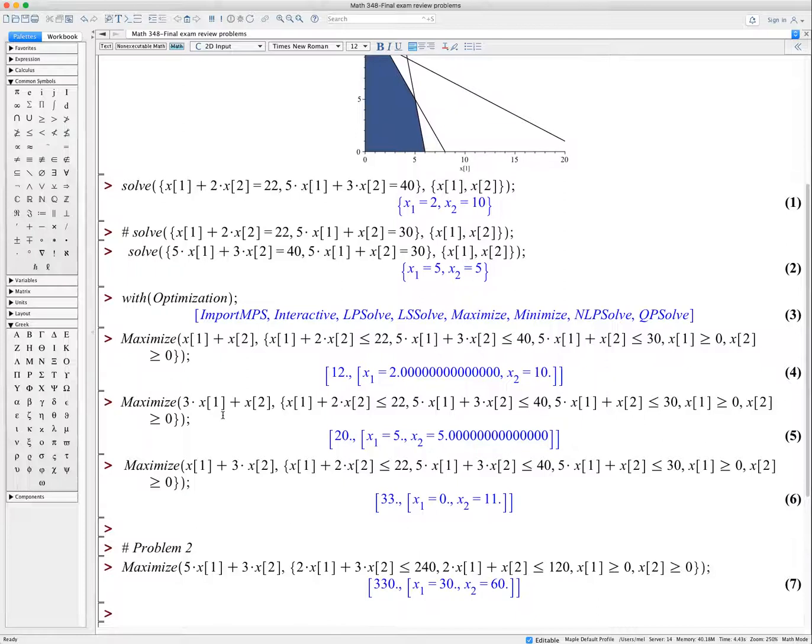For the function 3x1 plus x2, I get the corner point (5, 5) and the maximum value 20. And for the objective function x1 plus 3x2, I get (0, 11) and the maximum value 33. Exactly what I did a moment ago.